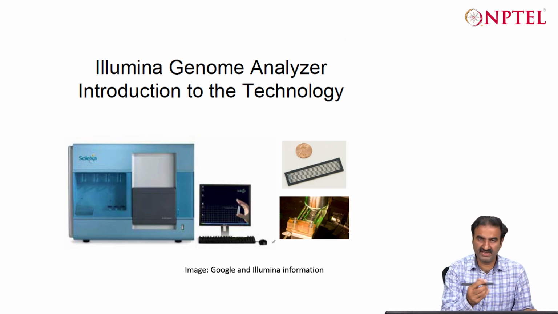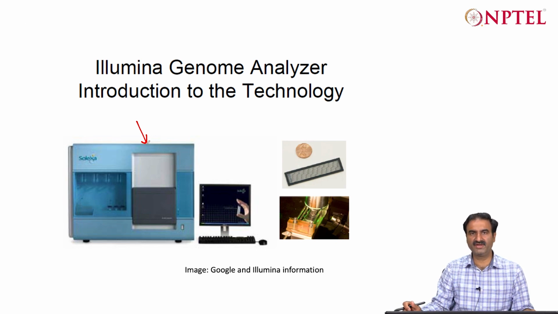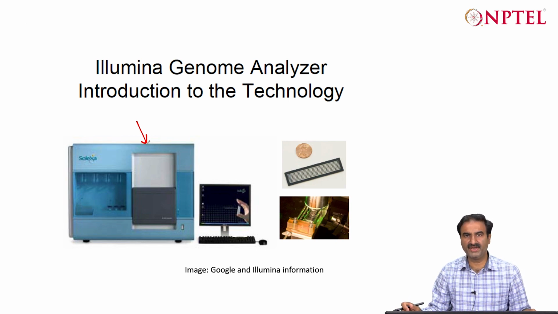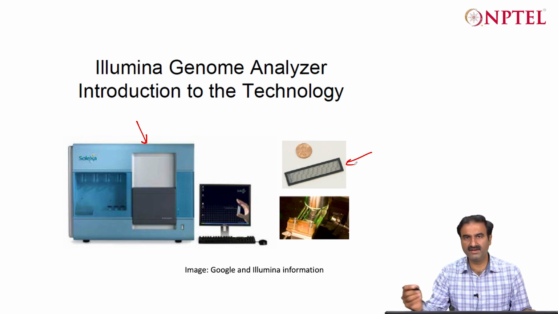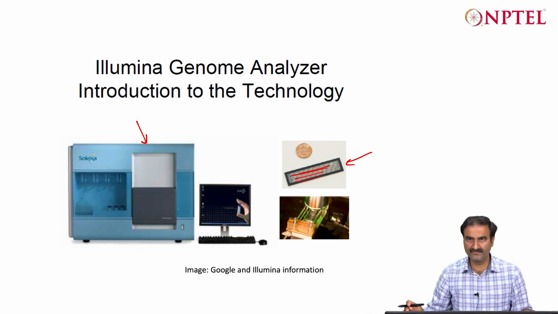The technology started with Solexa, which made the first sequencer. It was called Solexa, then it was acquired by Illumina, and it became Illumina Solexa. This is a typical flow cell. You can see a $1 coin for scale. It is a kind of glass slide which has different lanes, where DNA goes in and gets sequenced. Then this slide is kept in front of a laser. There is a laser excitation, and the signal which comes out of this is read by the camera.